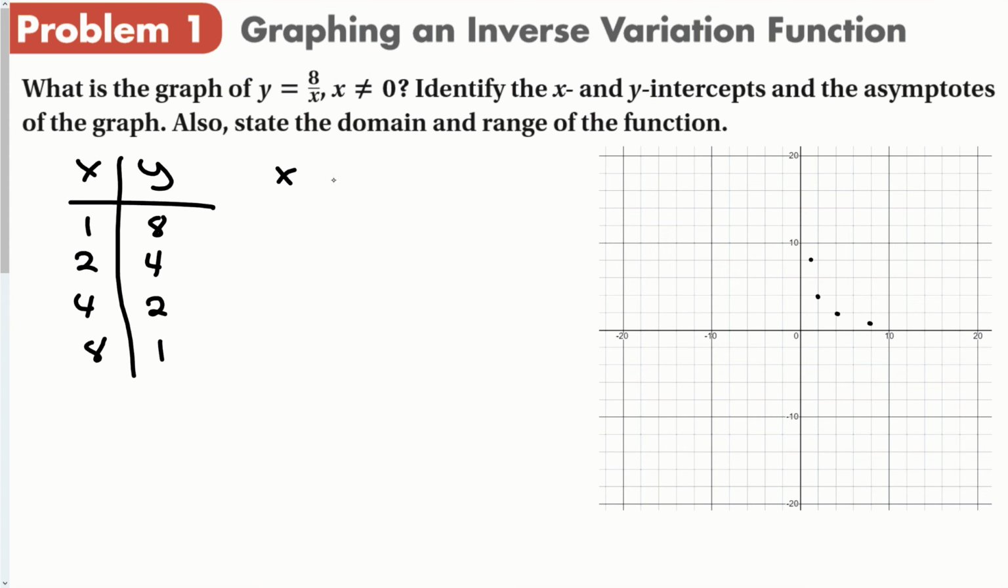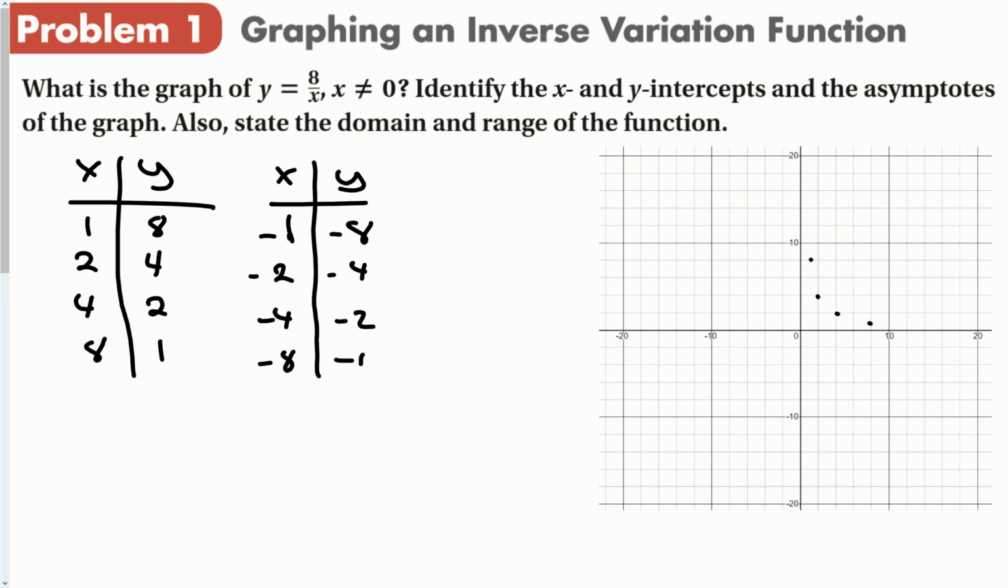Let's try some negative numbers, okay? So if I plug in negative 1, 8 over negative 1 is negative 8. If I plug in negative 2, 8 over negative 2 is negative 4. If I plug in negative 4, you get negative 2, and negative 8, you would get negative 1. So you get the same answers here, right? It's just that negative in the bottom makes the answer turn out negative.